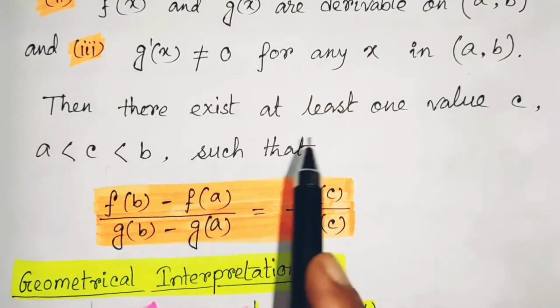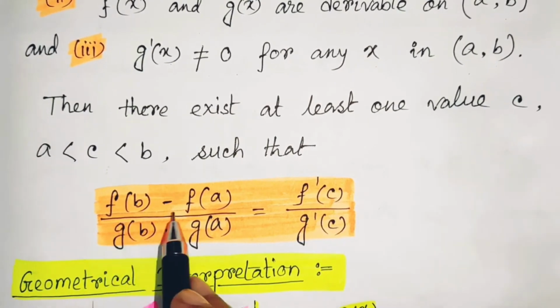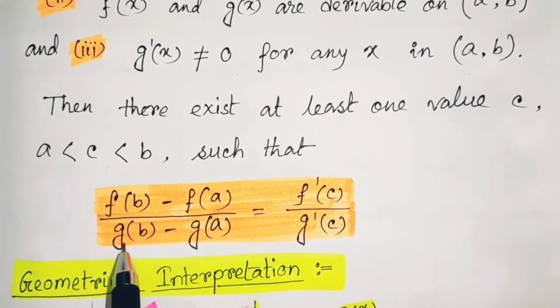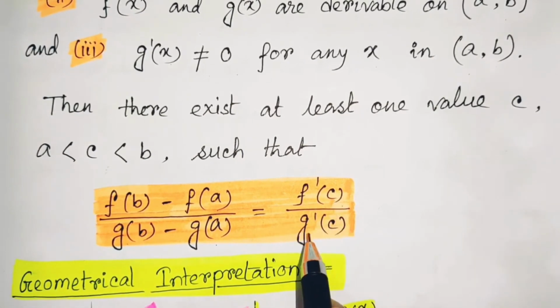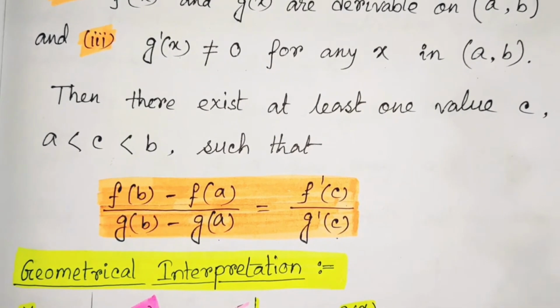If all those conditions are fulfilled, then there definitely exists at least one value c in between a and b such that (f(b) minus f(a)) divided by (g(b) minus g(a)) is equal to f'(c) by g'(c). So probably its geometrical interpretation is not found in any book.